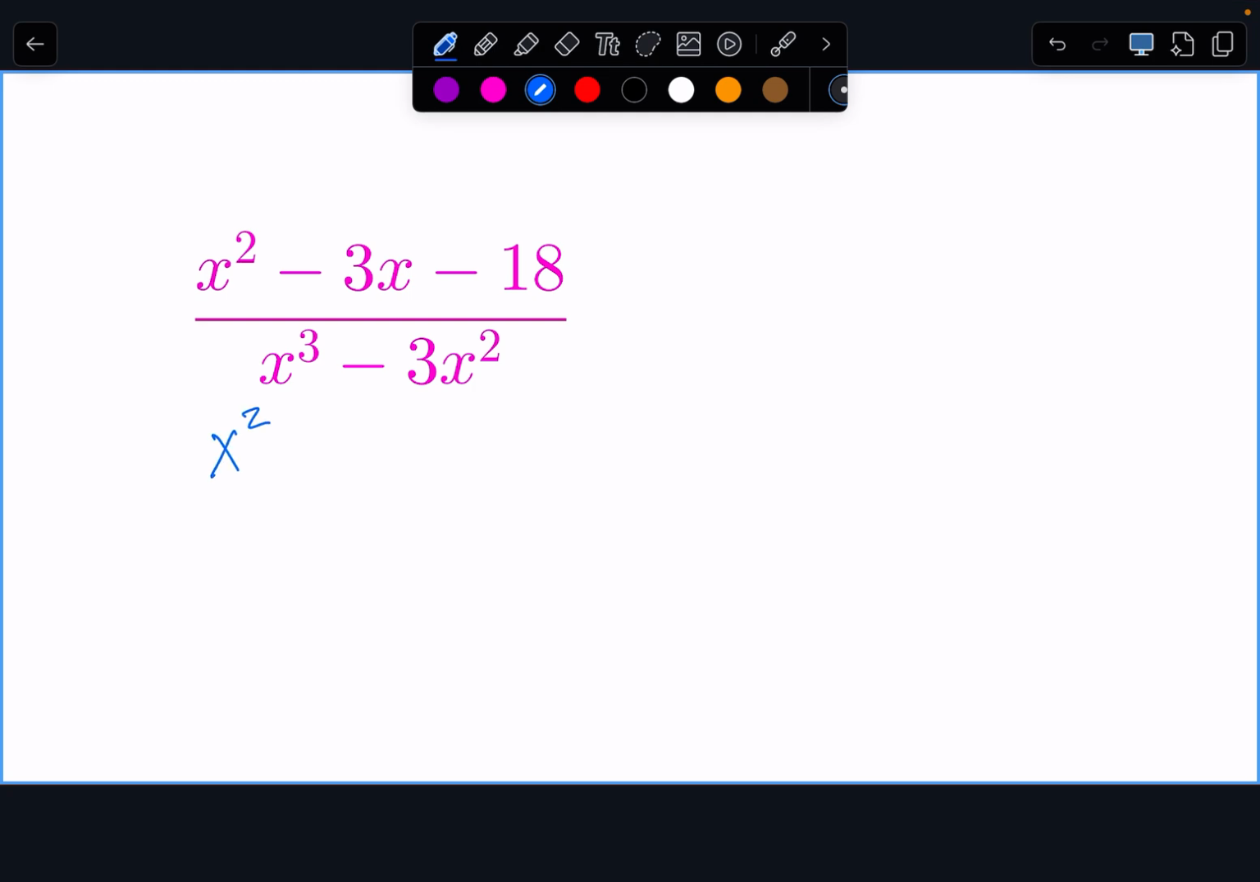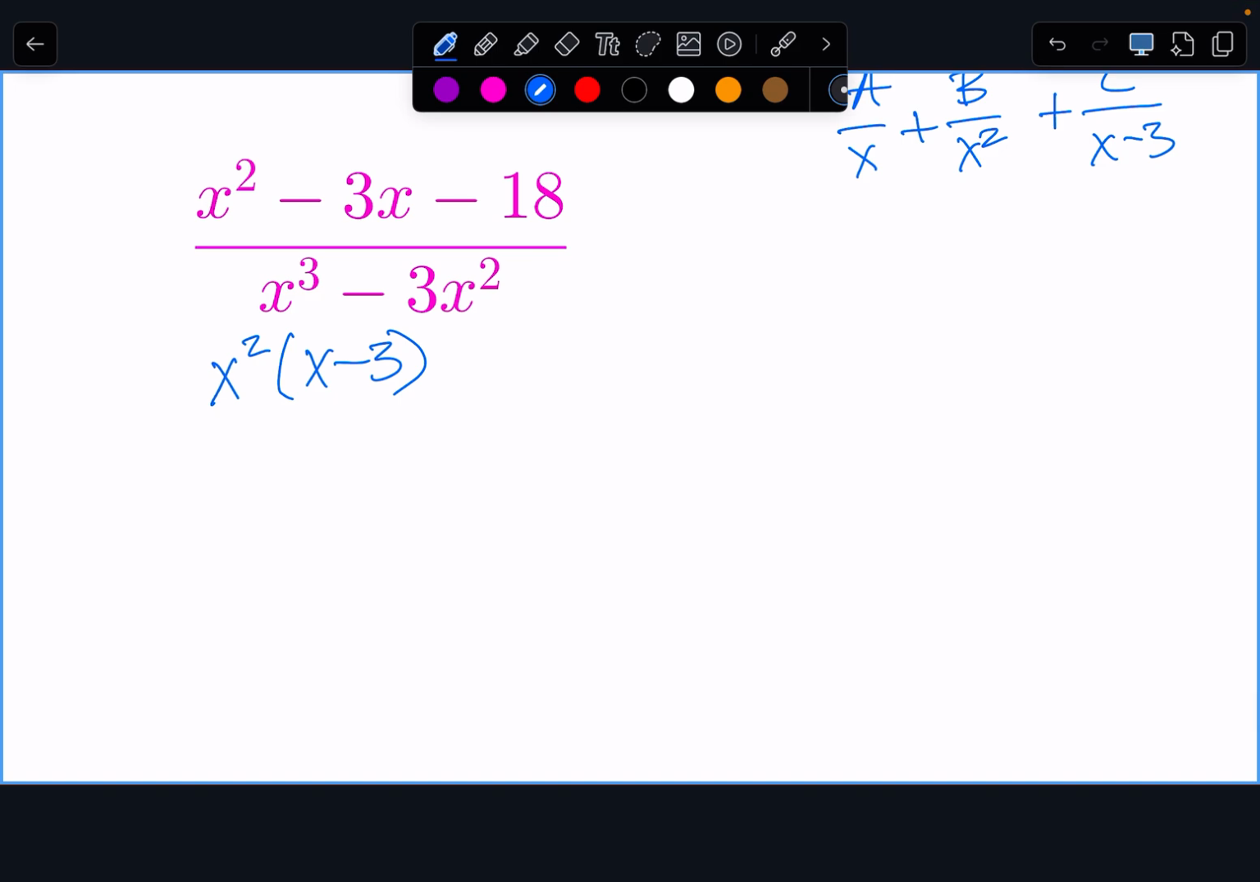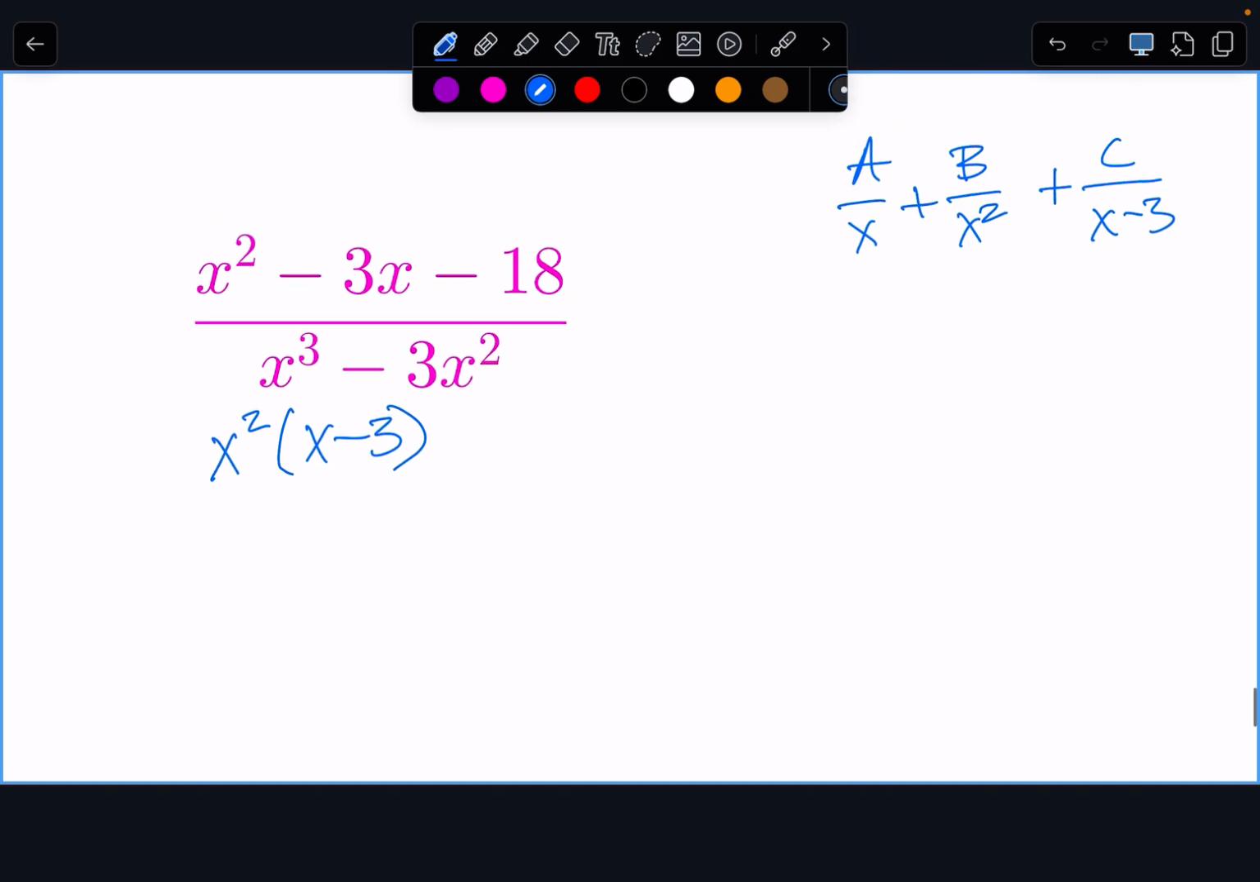I'm going to GCF of x squared. So then a over x plus b over x squared plus c over x minus 3. And it's x and x squared because it is a repeated root, so you have to list it twice. So I'm going to rewrite all of that.